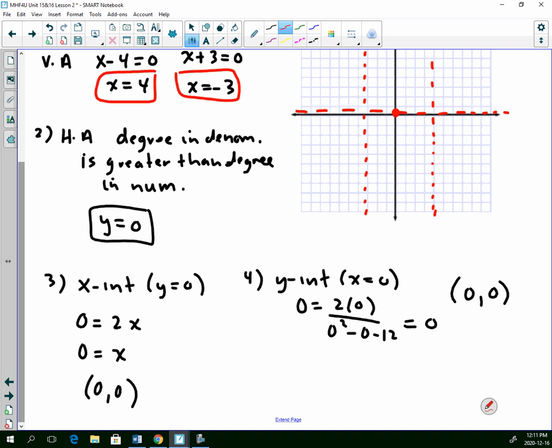You'll notice that is on the x-axis, which is also a horizontal asymptote. Just keep in mind that it is possible to pass through an asymptote. So it is possible to have that right on the x-axis.